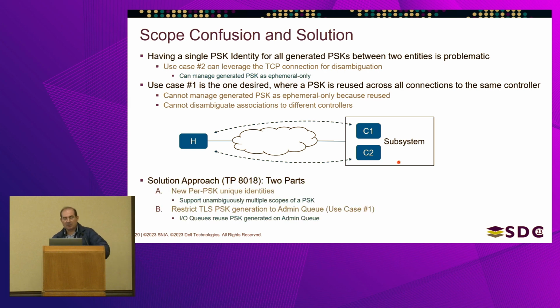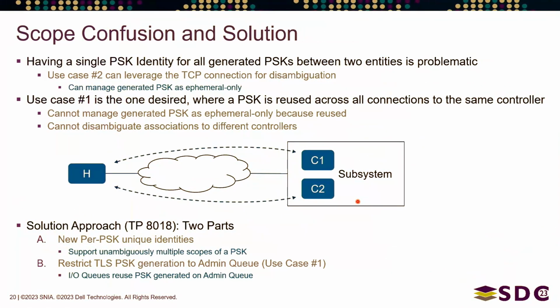The solution approach comes in two parts. First of all, we defined a new format for PSK identities that will now enable per-PSK unique identities. Now I can support in a non-ambiguous manner multiple scopes of a PSK. And then we decided also to restrict the TLS PSK generation only to the admin queue, so basically supporting only use case 1, and reuse the PSK generated on the admin queue for all the IO queues.